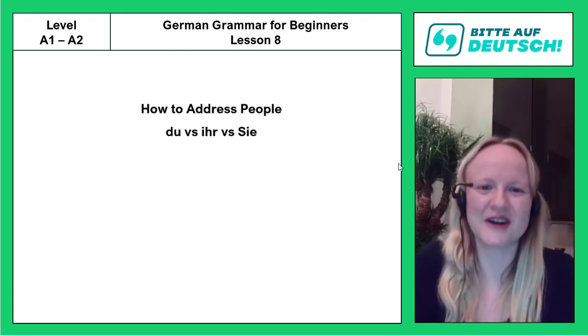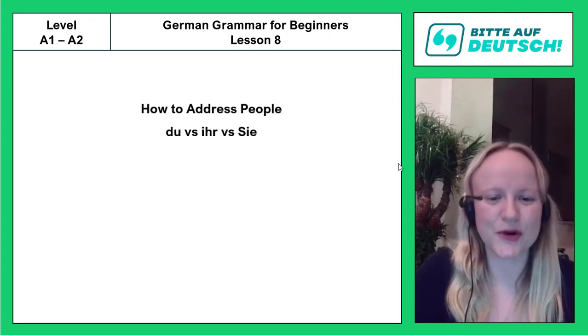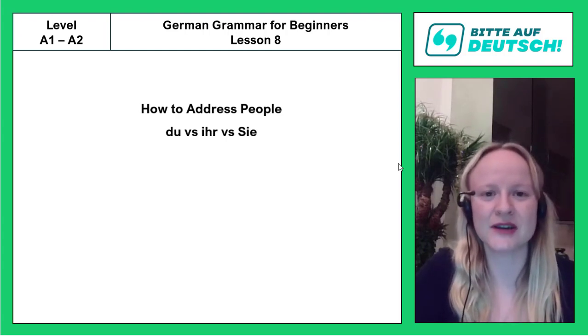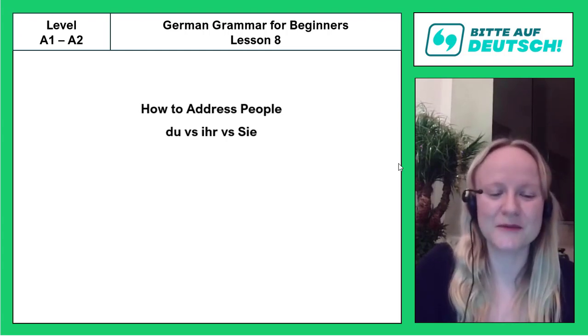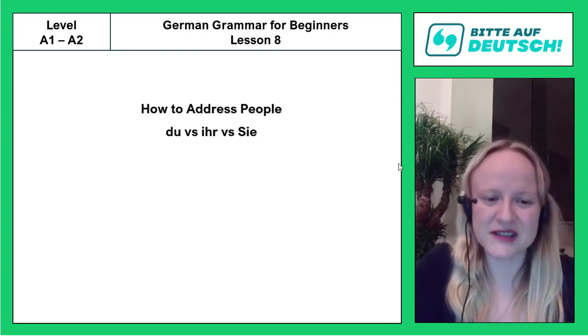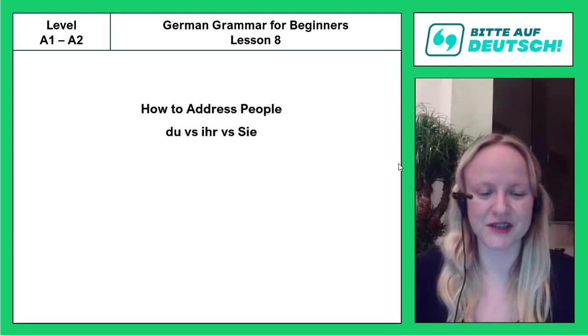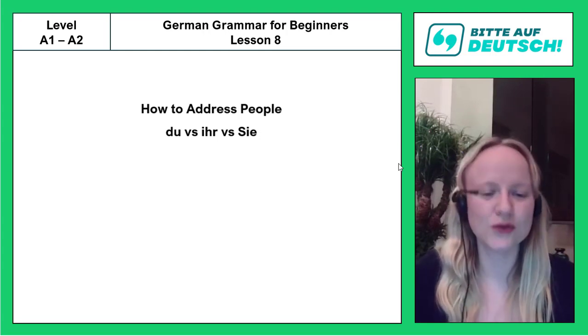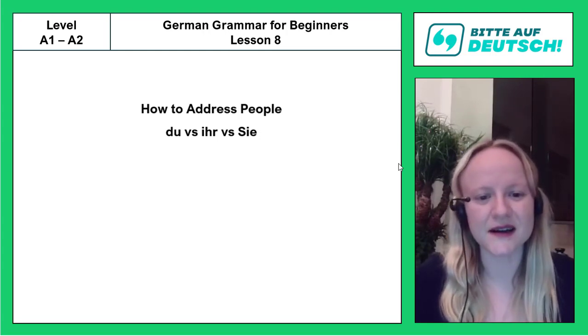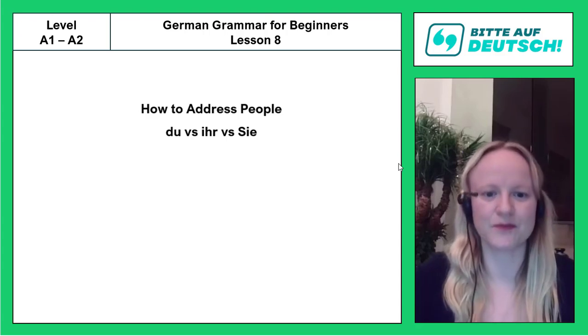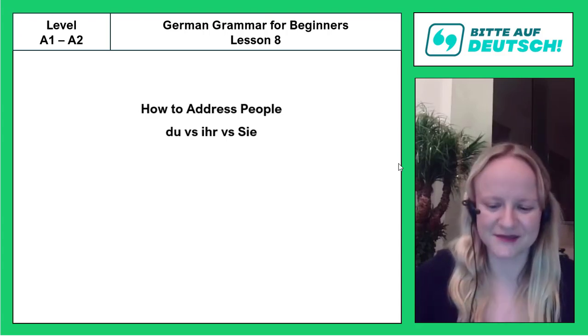Now let's continue with the content of lesson number 8. And as I promised, I want to explain to you how you can address people properly and politely in German. You maybe already know that we have 3 different personal pronouns at our disposal here. That is the word category that we're speaking about. Du versus ihr versus sie. Which is which? When do you need what? Let's see.